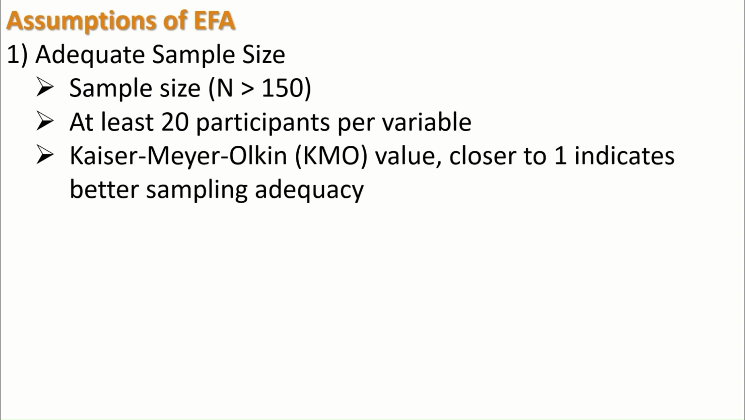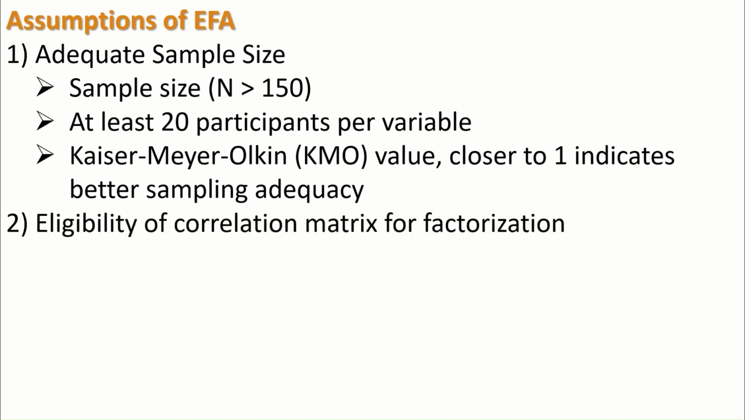One of the statistical methods that can be performed to find out whether there is adequacy in the sample size is the Kaiser-Meyer-Olkin method. It will be given a value. Any value closer to 1 indicates better sampling adequacy. The second assumption that has to be fulfilled is the eligibility of the correlation matrix for factorization.